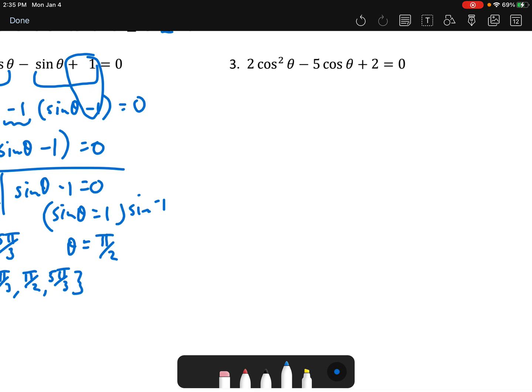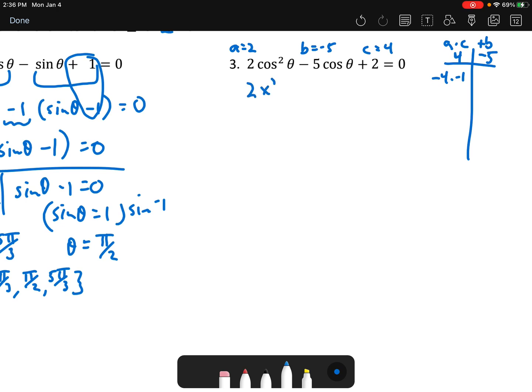Okay, number 3 is a little bit different. It is definitely a factor problem because you have cosine squared and cosine and you had 3 terms. A is 2, B is negative 5, C is 2. This is where we want to split the middle term. So A times C got to add up to B. Well, B is negative 5, A times C is 4. What times what gives you 4 and adds up to negative 5? Well, that's easy. Negative 4 and negative 1.